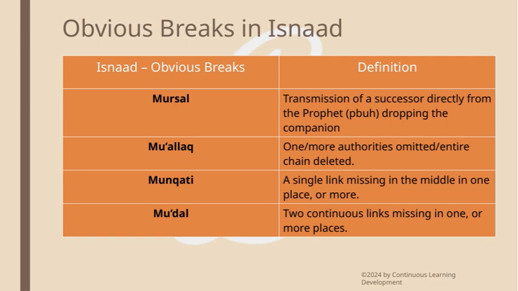Lastly, we have the mu'dal. This is a bit more severe, where two or more consecutive links are missing in the chain. Think of it as a gap of two or more steps, which significantly impacts the chain's integrity. Understanding these types of breaks helps us assess the strength and authenticity of a hadith. They remind us to pay close attention to the isnad when studying Islamic texts, ensuring we rely on authentic sources.